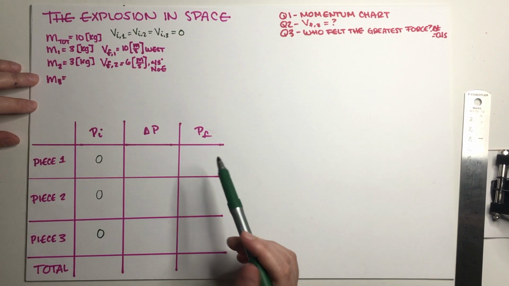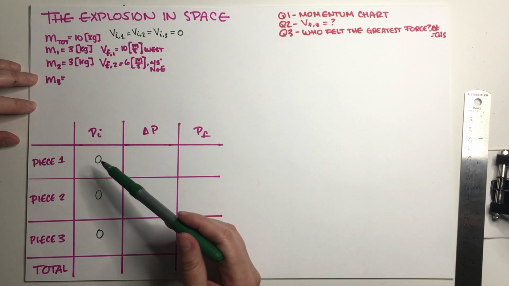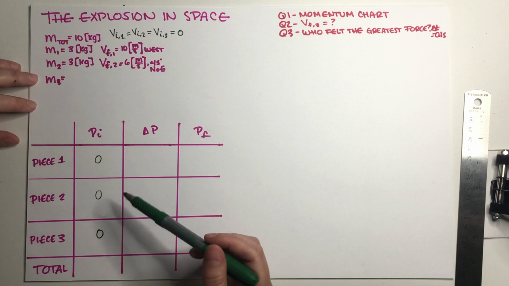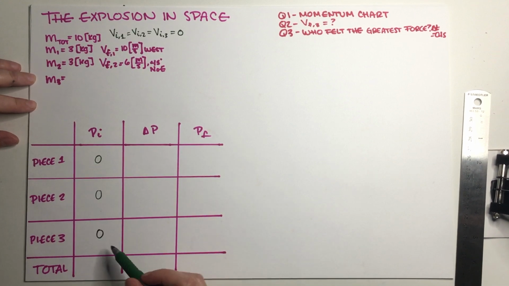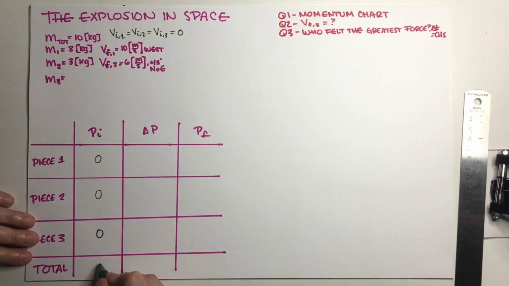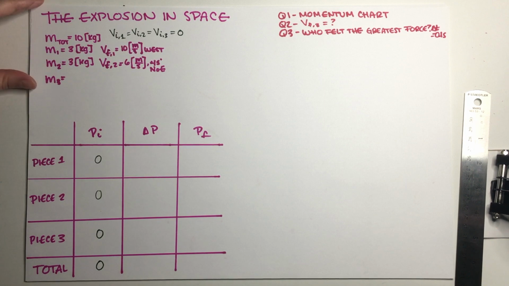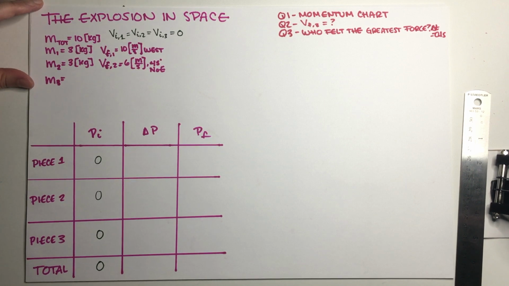Because the rules of a momentum chart are that all of the rows and all of the columns have to add up, adding this up gives us an initial total momentum of 0. So there we go. Now we have one column. That's very good. The next thing we can do is figure out this part right here.